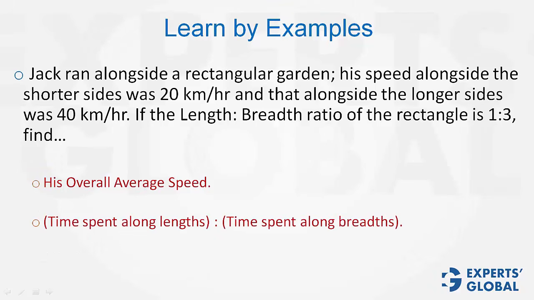Total distance here is going to be in the ratio 1 to 3. So let's assume the smaller side is k. The bigger side becomes 3k. The total distance covered, therefore, would be 8k. 8k is the total distance covered.